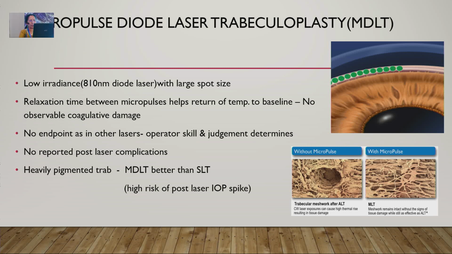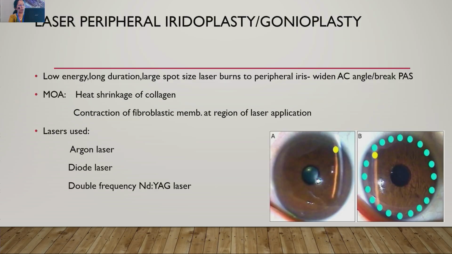Another type is micropulse diode laser trabeculoplasty, where you use low irradiance with a larger spot size of 400 micrometer. The relaxation time between the micropulses helps the temperature return to baseline, hence no observable coagulative damage. Hence, while doing the laser, the endpoint is not seeing cavitation bubbles as you see in ALT and SLT, and it mainly depends upon the operator's skill and judgment. There are no reported post-laser complications, and in heavily pigmented trabecular meshwork, MDLT is better than SLT because of the higher risk of post-laser IOP spike.